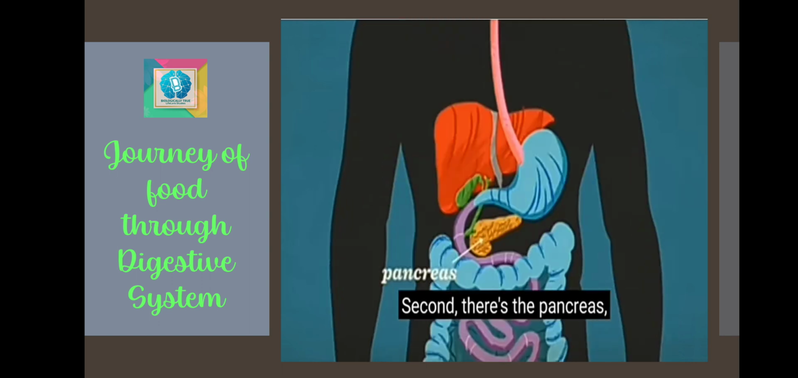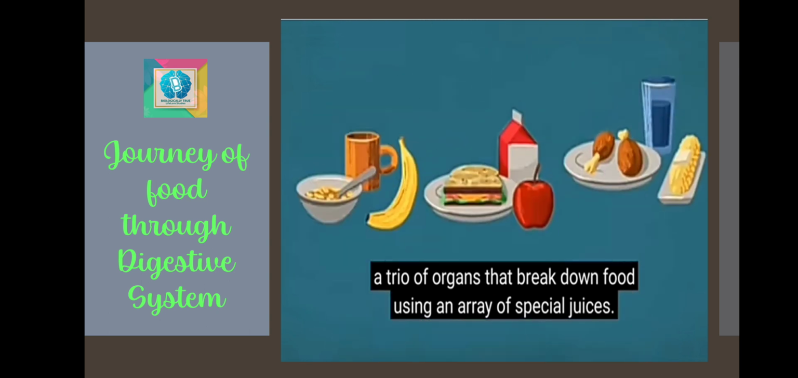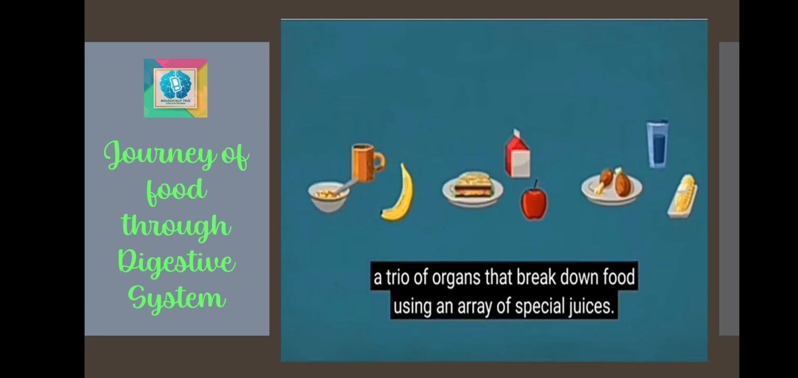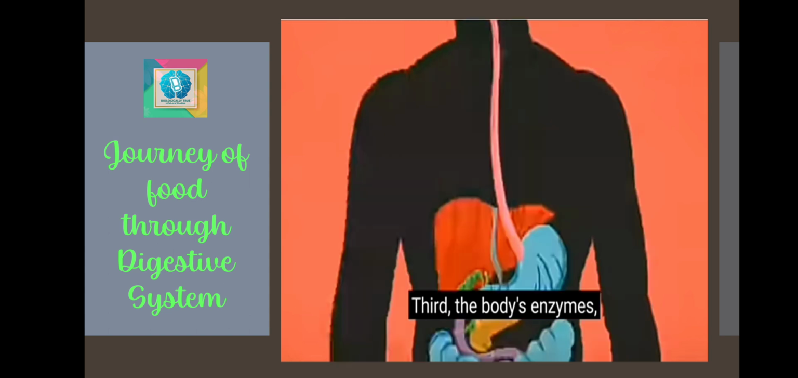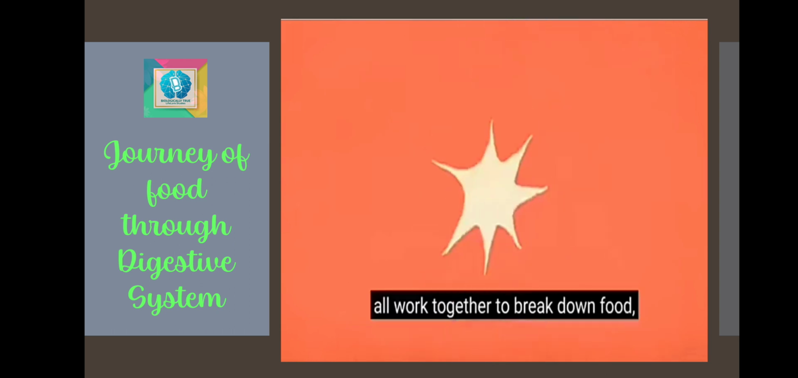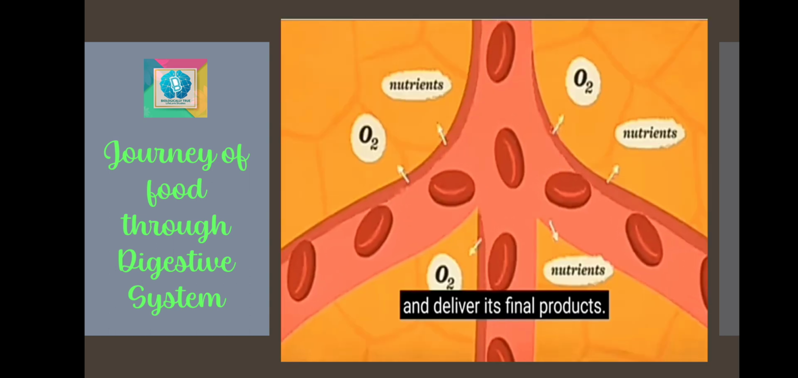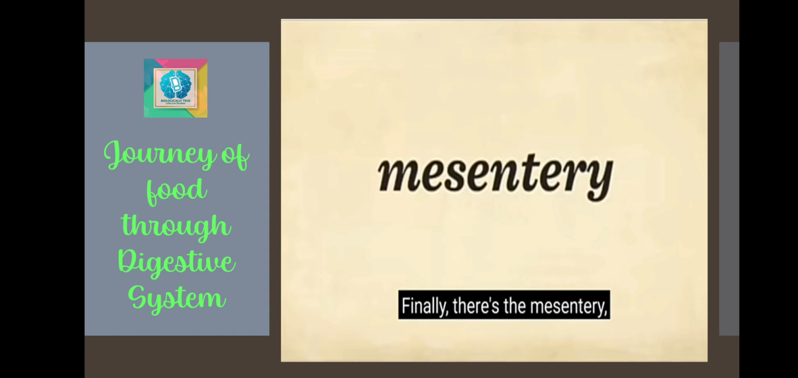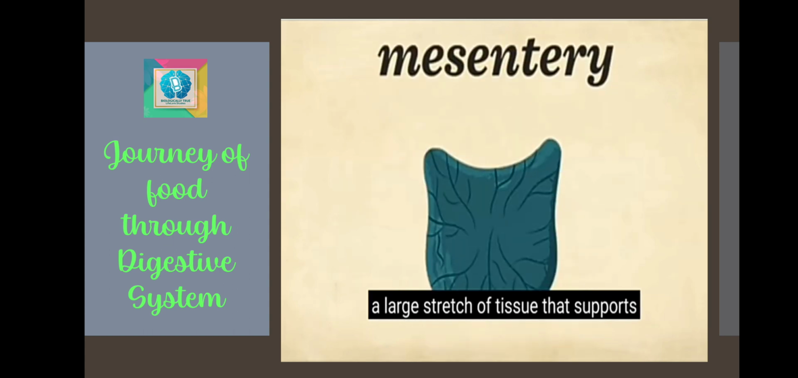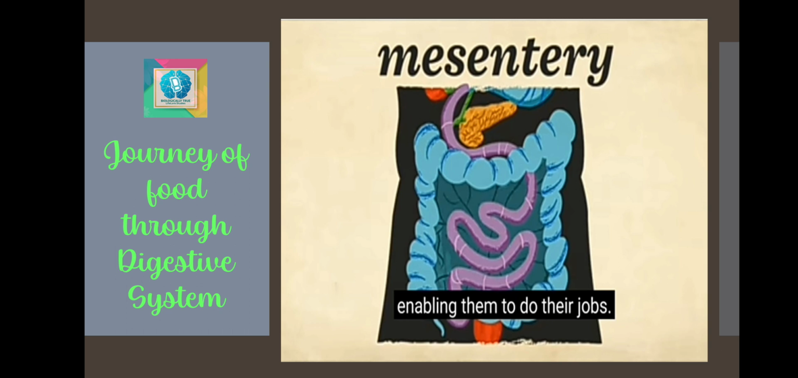Coming to the second one, the pancreas, gallbladder and liver. This trio breaks down the food using an array of special juices. Third are the body's enzymes, hormones, nerves and the blood, which all work together to break down the food, modulate the digestive process and deliver its final product. Finally, there is the mesentery, a large stretch of tissue that supports and positions all the digestive organs in the abdomen to do their jobs.